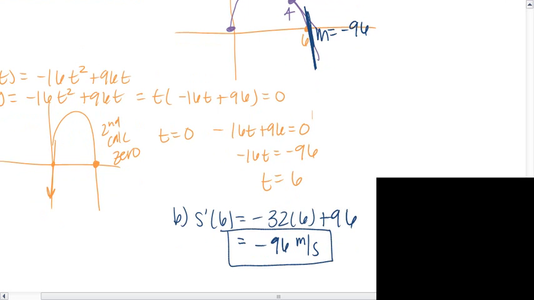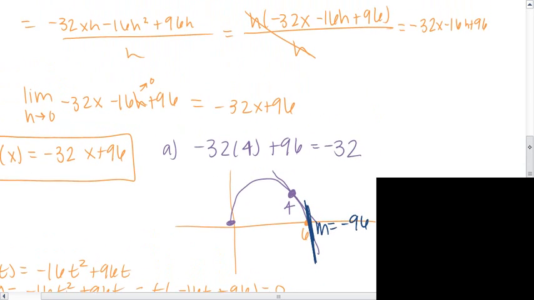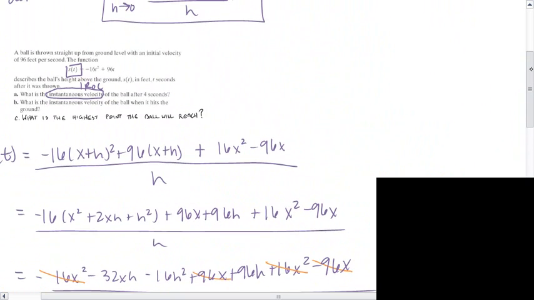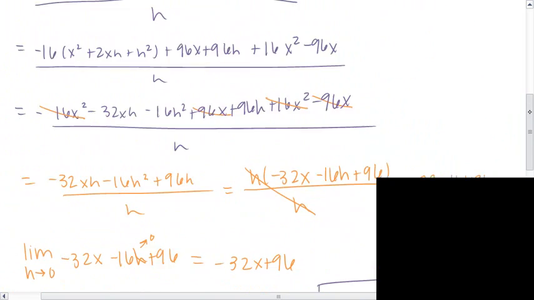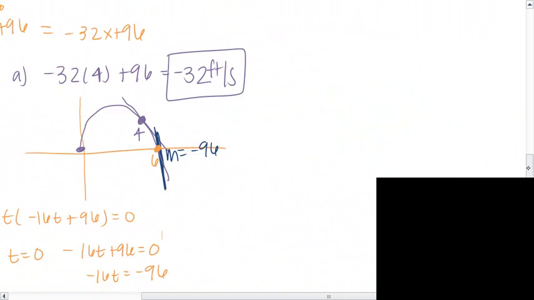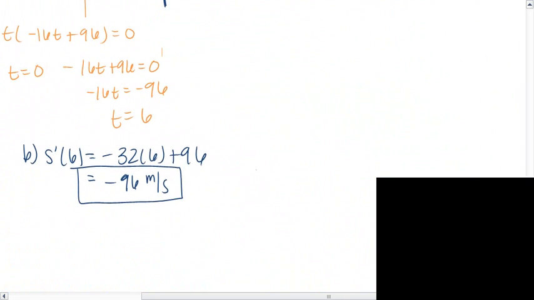Sorry, I didn't label that on my last question. I should have done that. I'll go back and do it so I don't feel guilty about it. Meters per second. Oh shoot, this was in feet. So feet per second. My bad. I'm a bad reader. You know this about me.